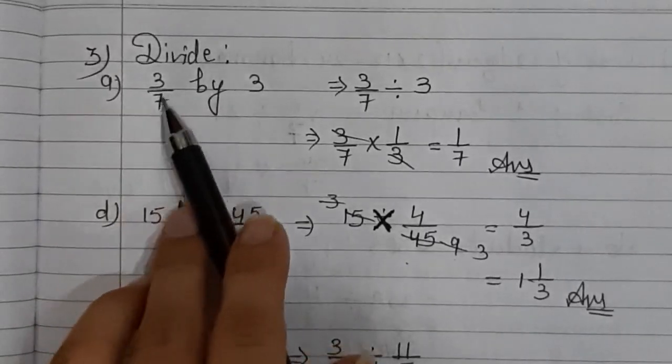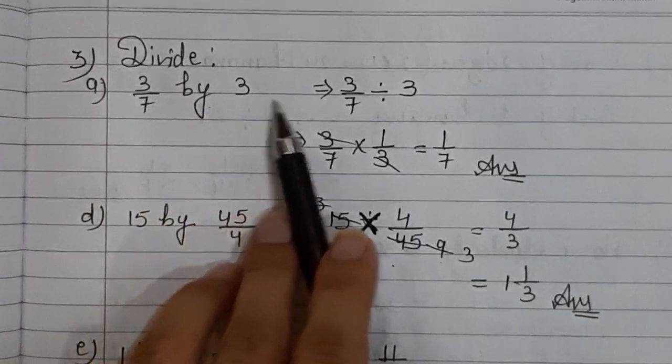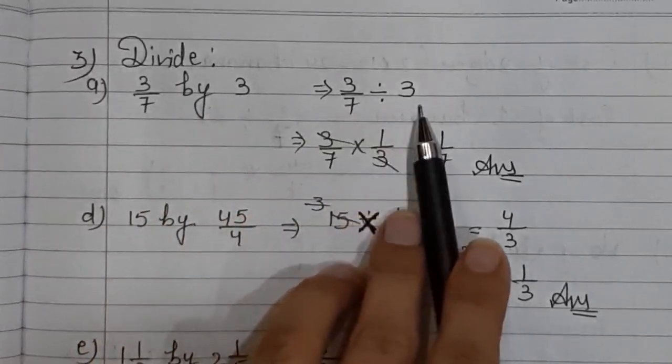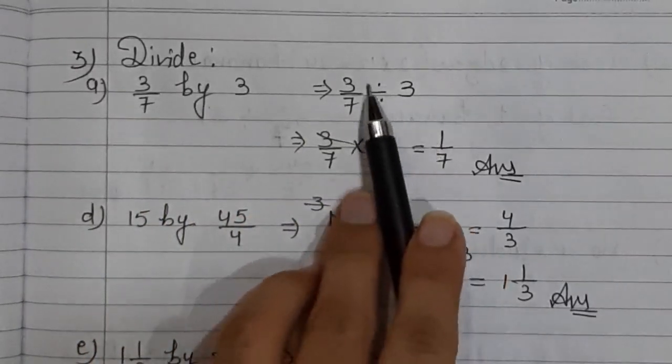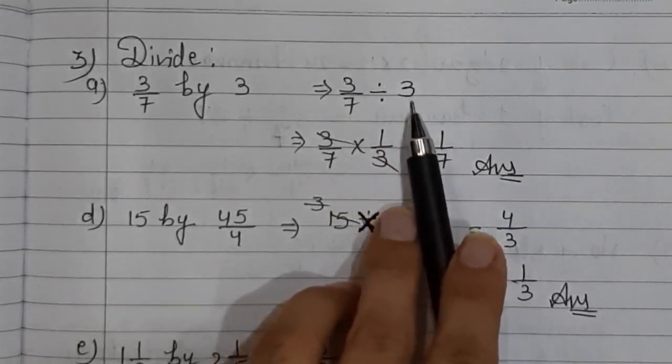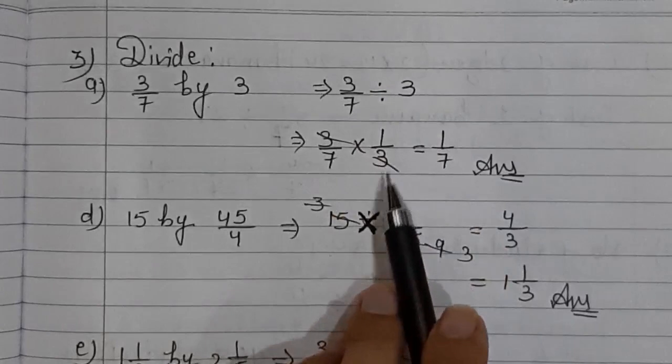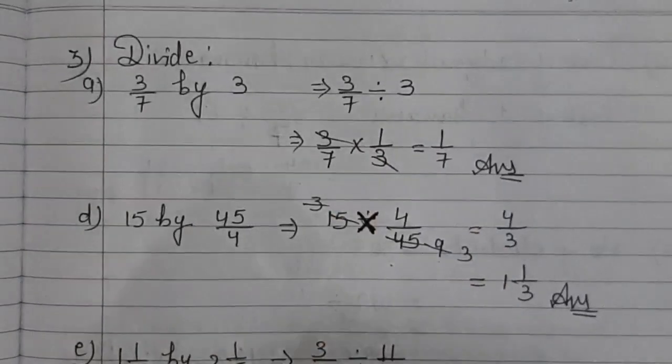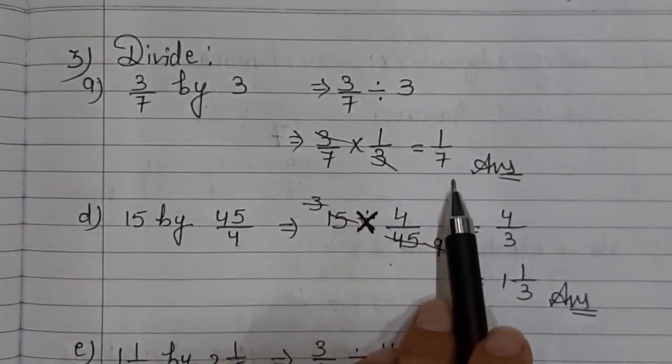A part is 3 by 7 divided by 3. We have to convert this division sign into multiplication. Then we have to write the reciprocal of 3, that is 1 upon 3. Cancel out numerator with denominator. Answer is 1 by 7.